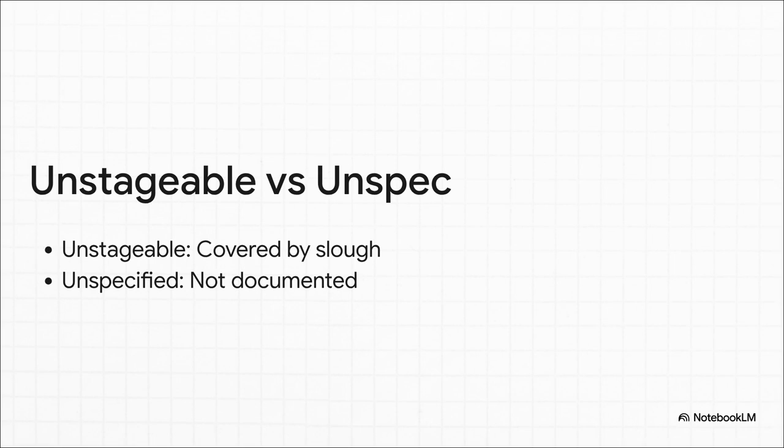Think of it like this. Unstageable is a clinical roadblock. The wound base is completely covered by slough or eschar, so the clinician physically cannot see deep enough to assign a stage. Unspecified, though, that's just a documentation failure. The provider flat out forgot to write it down. You really got to know the difference.